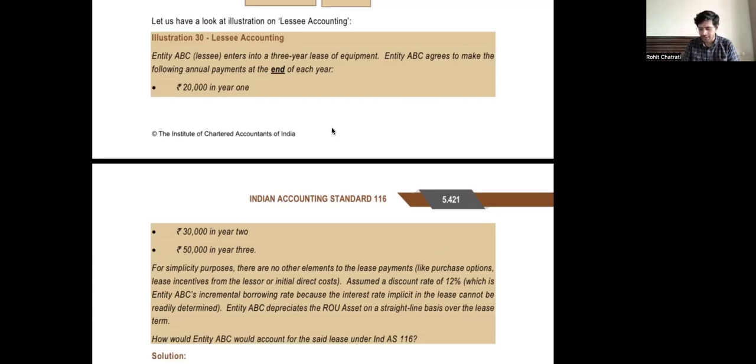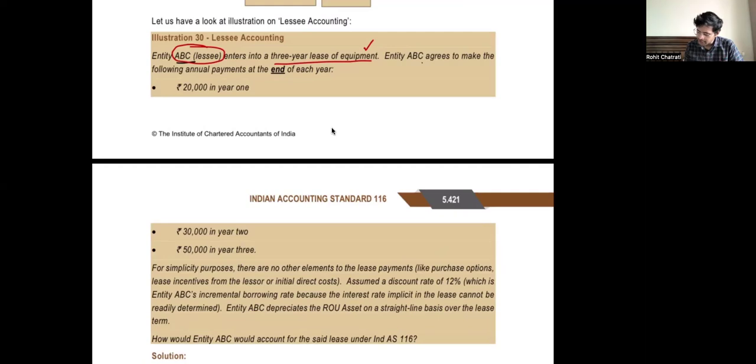Entity ABC, which is the lessee, has entered into a 3-year lease of equipment. The asset that is being leased is an equipment, and ABC is the lessee and is entering into a 3-year lease of equipment. There are two parties in a lease agreement. One is the lessee and the other is the lessor. Lessor is the entity that is giving the asset on lease, and lessee is the entity which is taking the asset on lease. So in this case, ABC, which is lessee, is basically obtaining the asset on lease, and ABC will be using it for its purpose for the next 3 years.